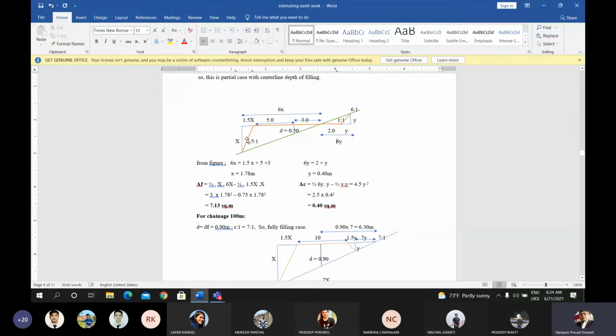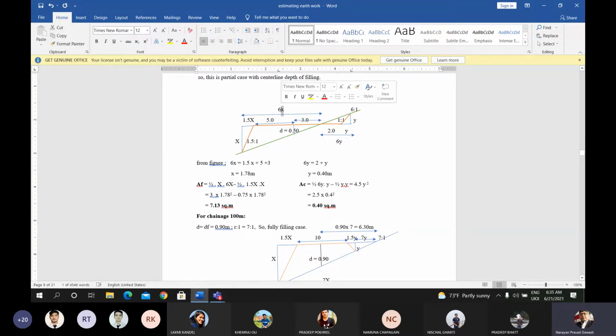The area of filling will be the bigger triangle minus this small triangle, having perpendicular distance of x. Okay, so the area of filling will be half into 6x into x minus half into 1.5 into x into x. Okay, half into 1.5 into x into x. You will get the value of half x into 6x. This is the value of 6x.